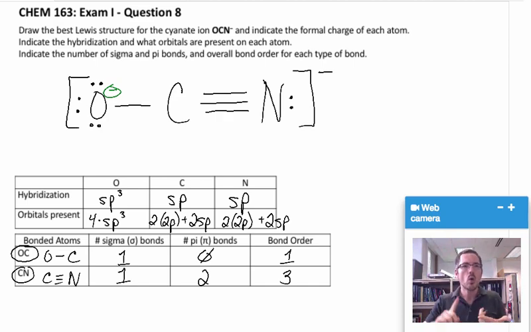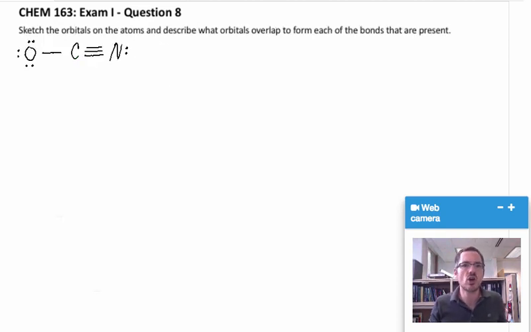So I know what my hybridizations are. I know the orbitals that are present. I also know how many of each type of bond I'm going to be making. This is enough information for me to draw the hybridization and orbitals present. So the next part of that question is to now sketch all the orbitals. This is going to take some space and also some imagination. So bear with me for 1 second.